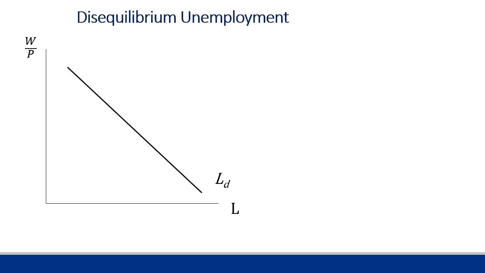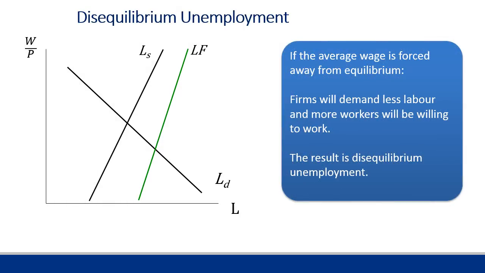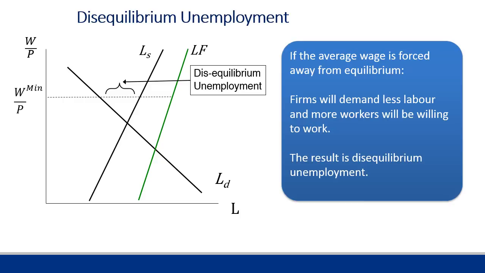Now we can show disequilibrium unemployment. We begin with the labour market, and this time with the addition of the labour force schedule, and imagine a real wage or a state of the economy where the real wage is away from its equilibrium level, and that might be something we think of as the minimum wage.